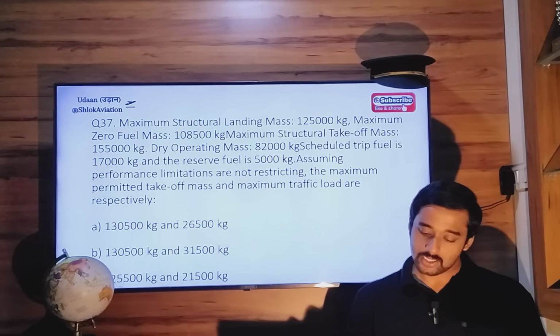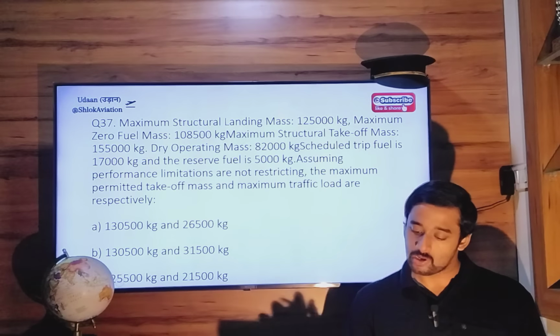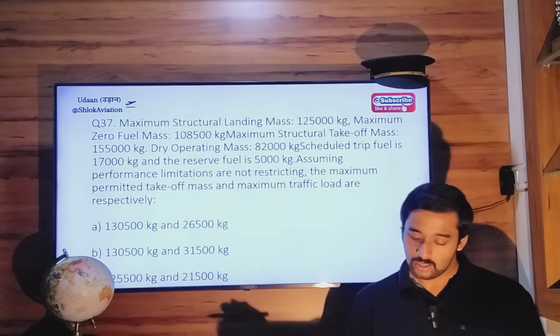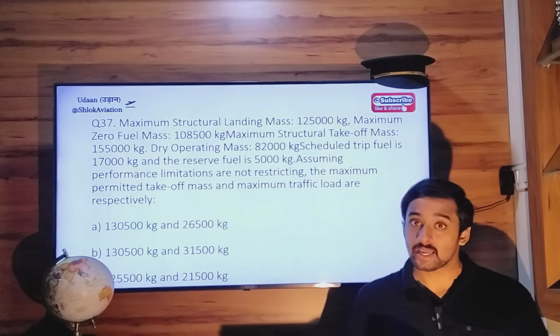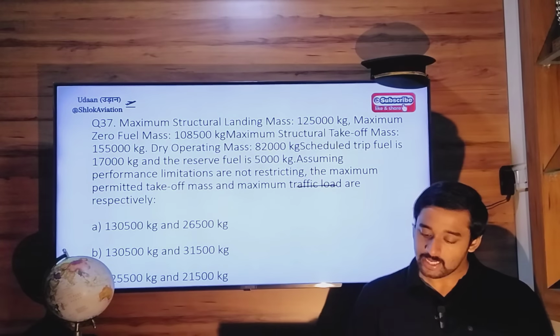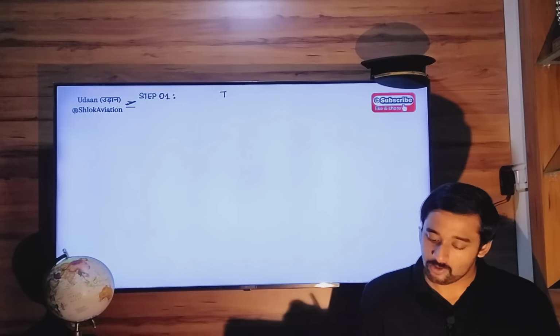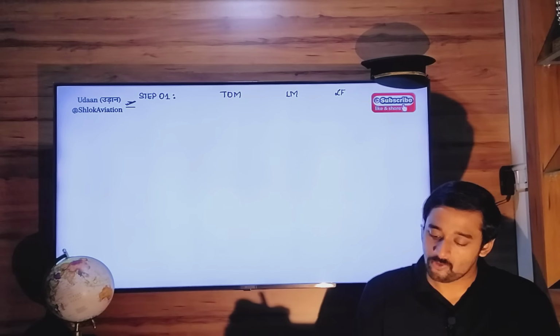Next, landing mass, zero fuel mass, takeoff mass are given, DOM is given, trip fuel, reserve fuel is given. There are no performance limitations. So good. What is maximum permitted takeoff mass? That means we have to find regulated takeoff mass and traffic load. So again, follow the same steps. Step 1, 3 columns, one for takeoff, the second for landing, the third for zero fuel mass.